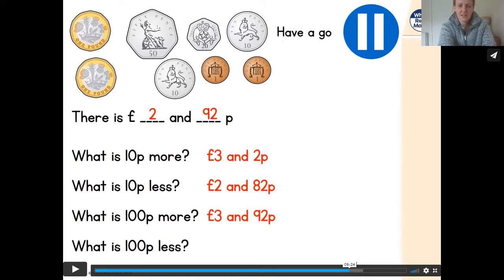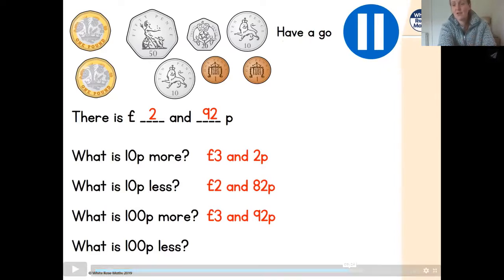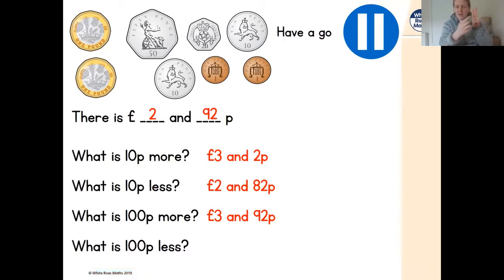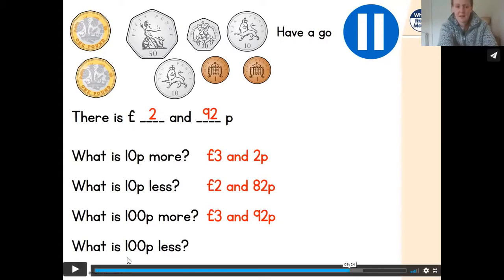So 50, 60, 70, 80, 90. And I add another 10p. That's 100. So it means I've got 102 pennies. So I've got my £2 over here and I've got 102 pennies. Well, I know 100 pennies can be another pound. So I'm going to take them away and pop it over here. That gives me £3 and leaves me with 2p. £3 and 2p, like you said. Let's continue the video. 100 pence less, or what's £1 less? £1.92.